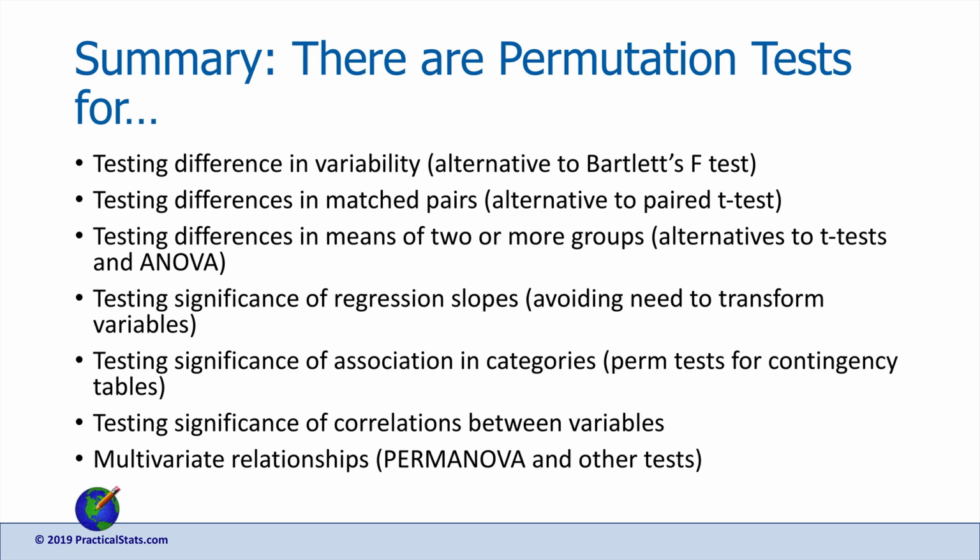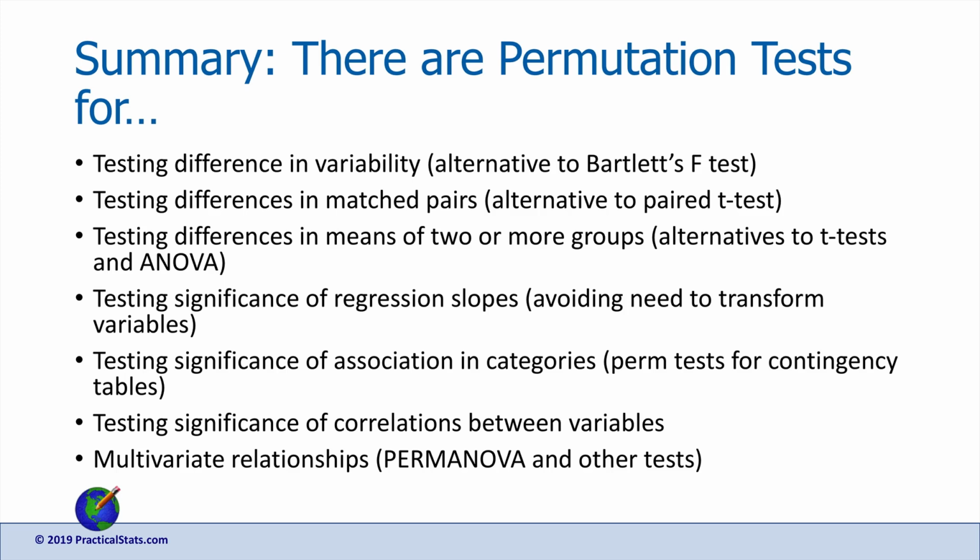So the summary for permutation tests is that there's a whole lot of ways you could do permutation tests. There's tests for differences in variability. That's an alternative to the traditional F test or Bartlett's. We saw the matched pairs. That's an alternative to the paired t-tests, means of two or more groups. So alternatives to t-tests and ANOVA. You can do testing differences in regression slopes with permutation procedures, and so on.